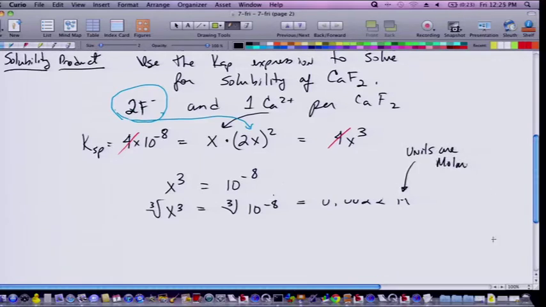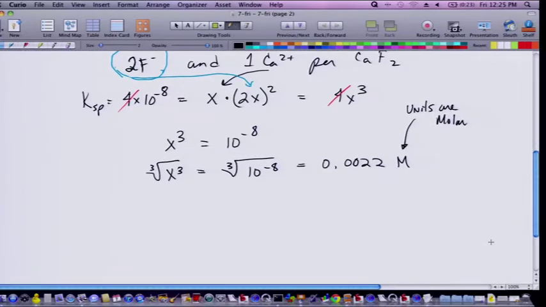So don't be confused on an exam with the wrong units, because remember the question asks you, well, what is this thing in units of grams per liter? So that's pretty straightforward. So this is 0.0022 moles per liter. That's what molar is. And then we need to multiply this by the molecular mass, which is 78.1 grams per mole. And this is, of course, the molecular mass of calcium fluoride.